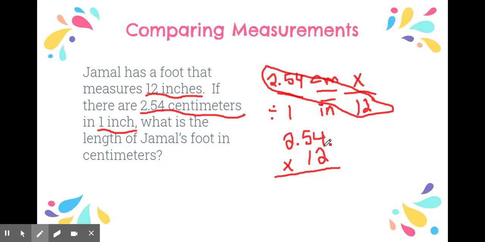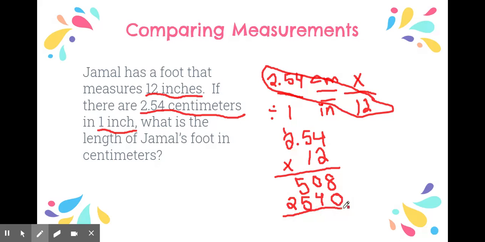Okay, 4 times 2 gives me 8. 5 times 2 gives me 10. Carry the 1. 2 times 2 is 4, plus 1 is 5. Then I put my 0, and start again. 4 times 1 is 4. 1 times 5 is 5. And 1 times 2 is 2. Then 8 plus 0 is 8. 4 plus 0 is 4. 5 plus 5 is 10. And 2 plus 1 is 3.